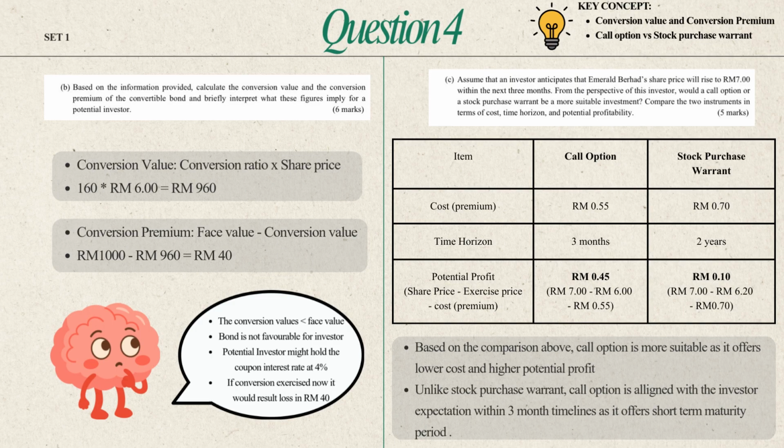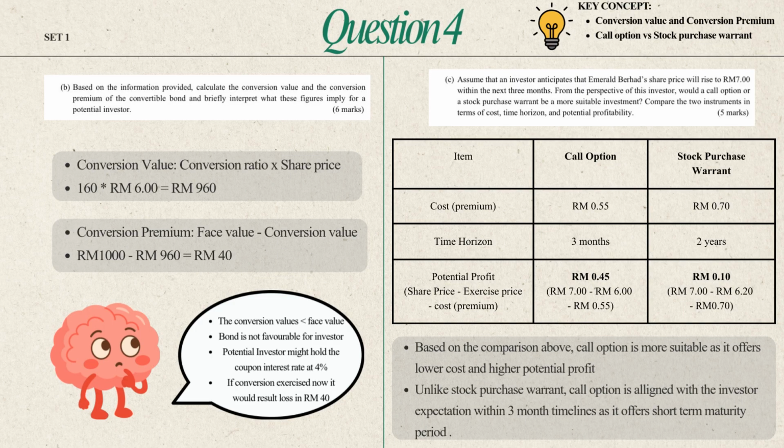Since the conversion value of 960 ringgit is lower than the face value of 1000 ringgit, the bond is not favorable for the investor. The potential investor might hold the bond for the coupon interest rate of 4%. If the conversion is exercised now, it will result in a loss of 40 ringgit.